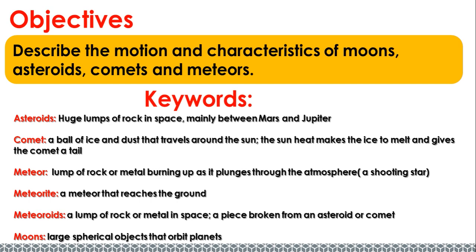It's a meteorite. What about meteoroids? A lump of rock or metal in space. A piece broken from an asteroid or comet. Moons, large spherical objects that orbit planets. All these words, you're going to be seeing them in our outline.